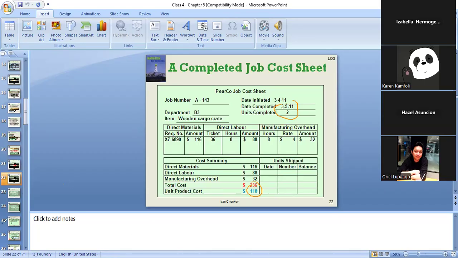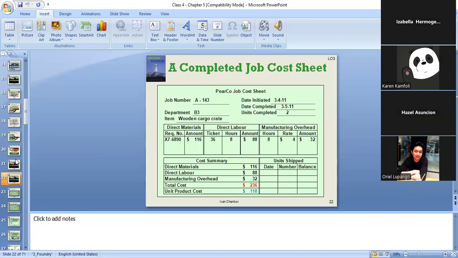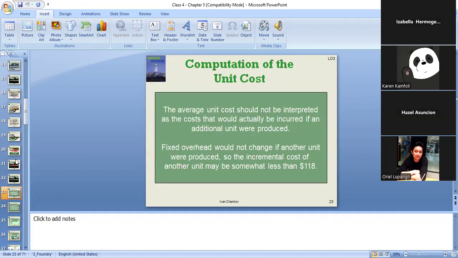Now the next question will be, if the customer asks me, can I have 1 more unit? Is this going to be the cost per unit? 180. Now the answer is no. If the customer wants 1 additional unit, we have to do this entire calculation again to come up with the new cost.